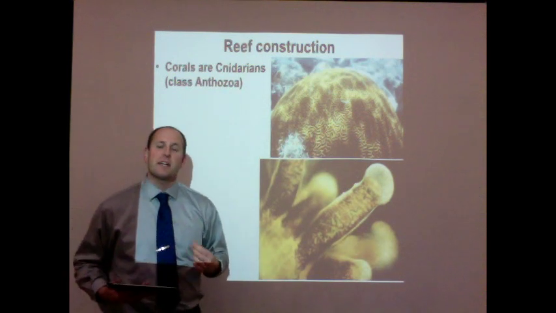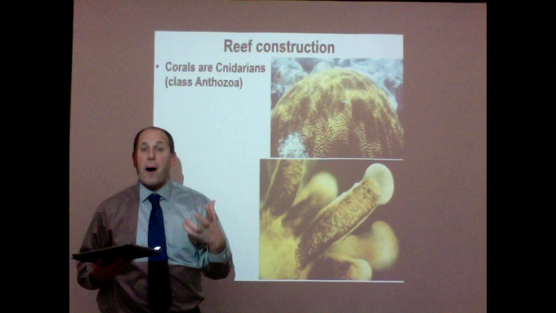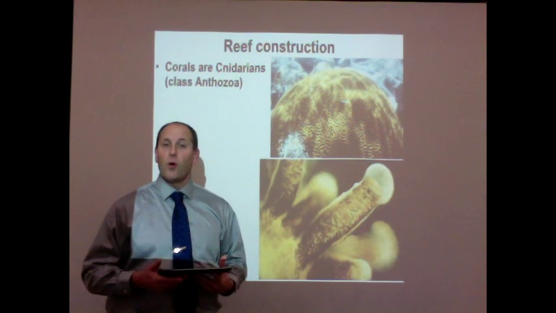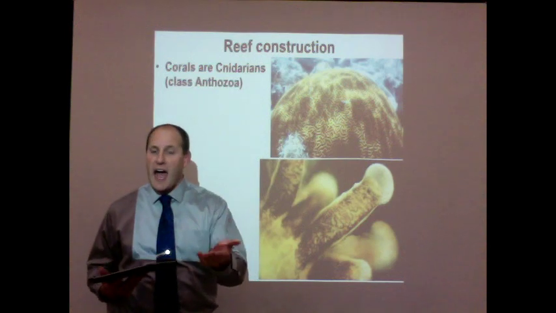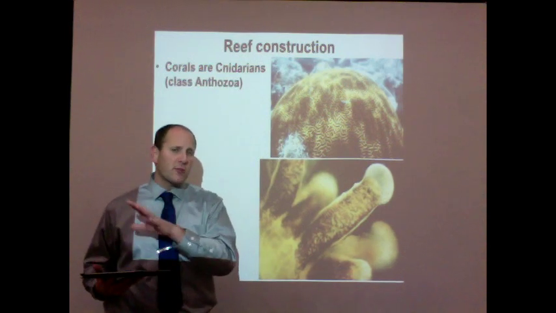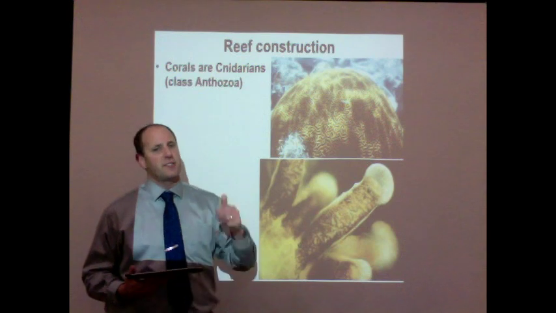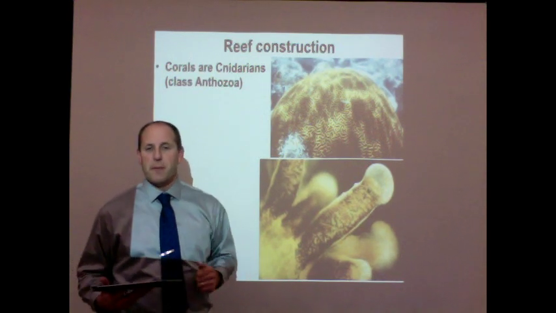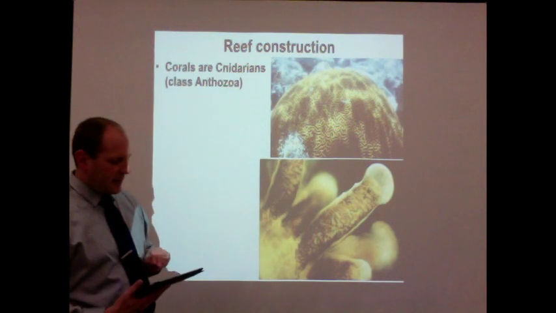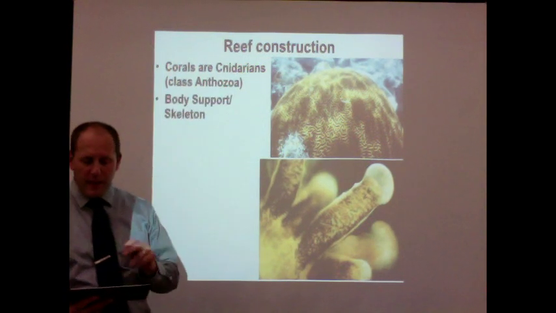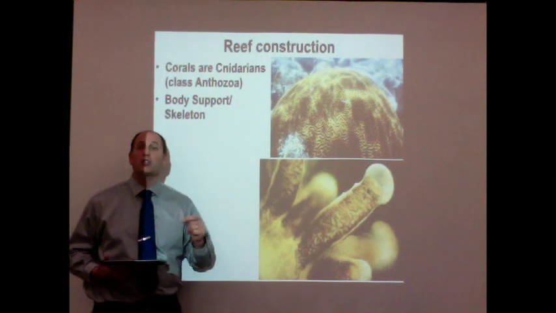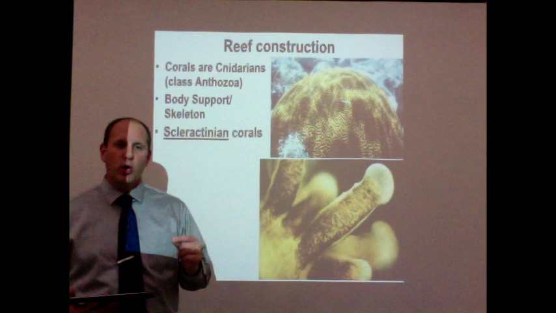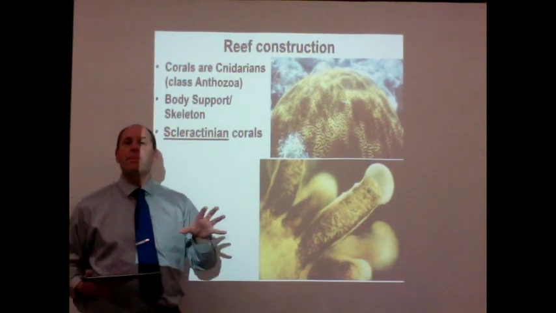And that gives these particular organisms a good body support structure, a little bit different than those jellies or the other anemones or the hydra. Those particular organisms have a hydrostatic skeleton. These guys have a very, very hard skeleton made up of that calcium carbonate. So that's our body support. The kind of organisms that are actually doing this are called the scleractinian corals, a particular type of coral.